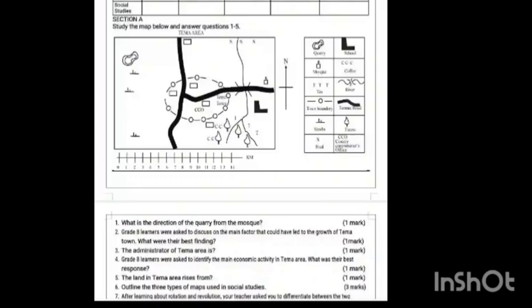The second one that you can use is by saying that rotation causes day and night, while revolution causes seasons. And we have 4 seasons. That is winter, summer, autumn, and spring. So you can go on and on to differentiate that.